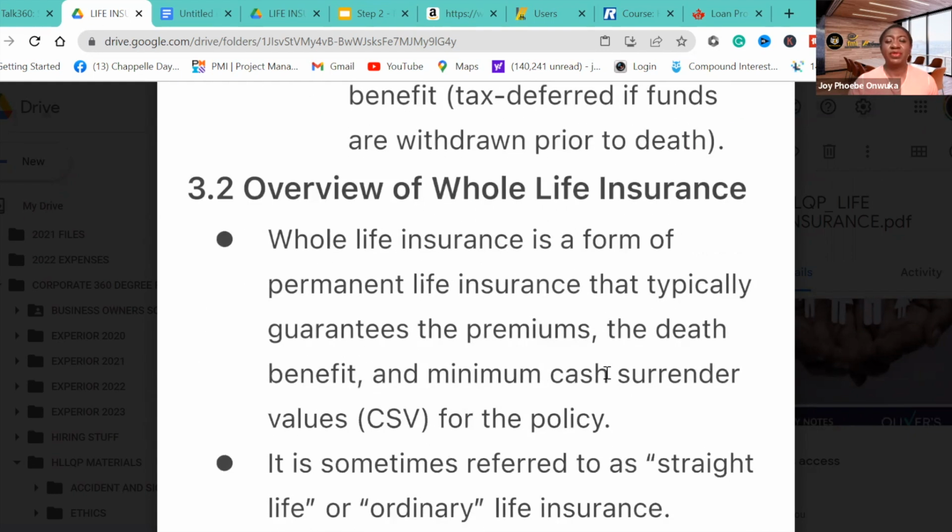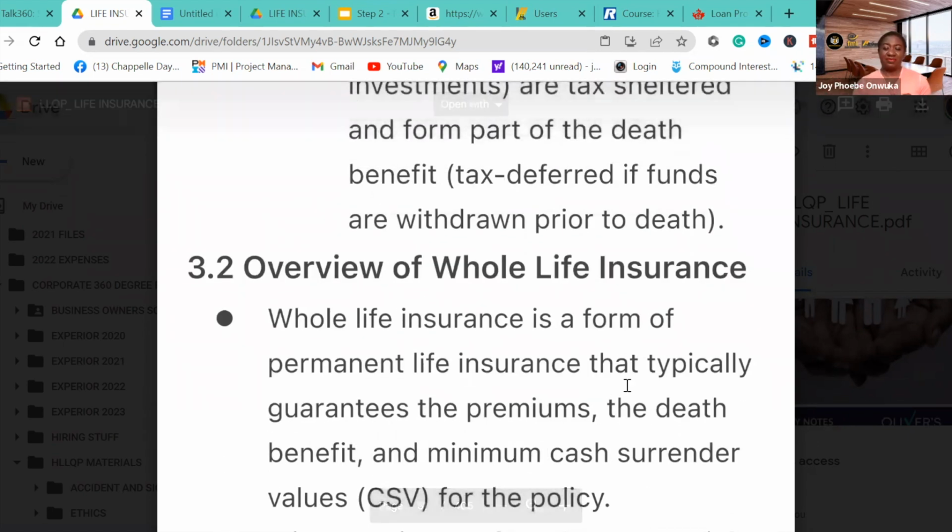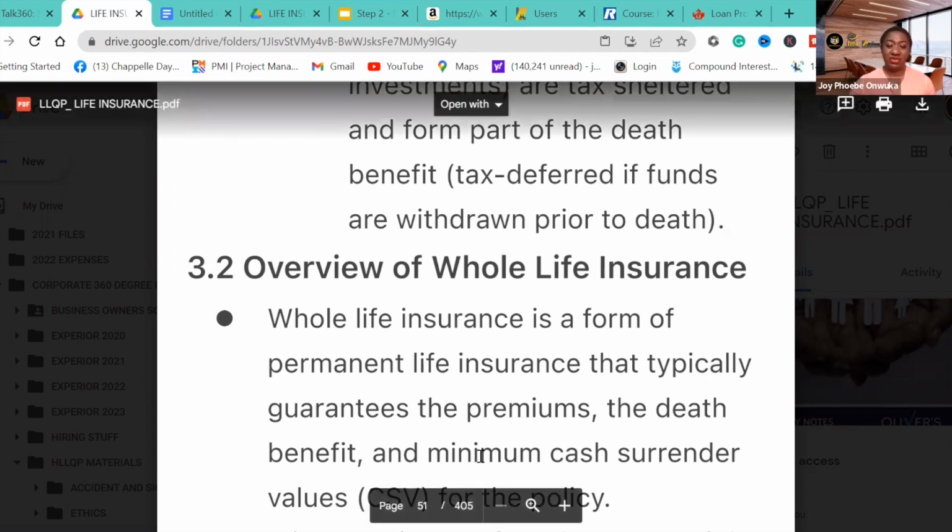All right? Okay, so now that we've gotten the brief definition of these three types of permanent insurance out of the way, and we have seen some of their attributes and components, now we are diving deeper into each of them. And in this chapter, we will be unpacking whole life and 10 to 100. But right now, it's 3.2. It's going to be whole life insurance.